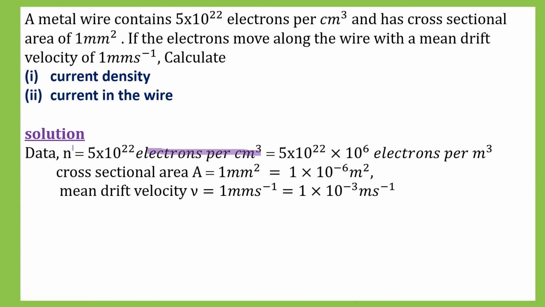They have also given us the mean drift velocity V, which is 1 millimeter per second, but remember we also work with SI units. The SI unit of velocity is meter per second, so we have to change that from millimeters per second to meters per second, and we just divide by 1000.